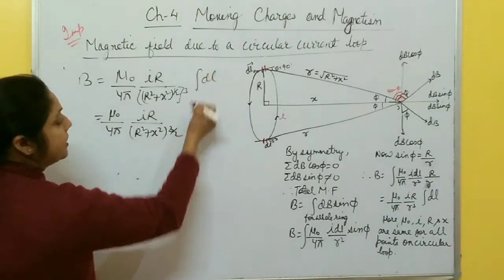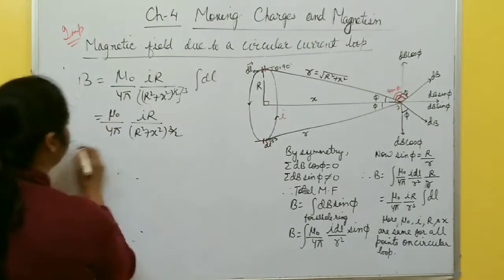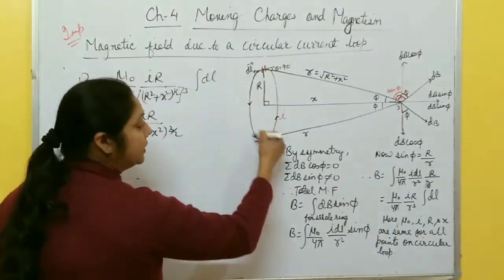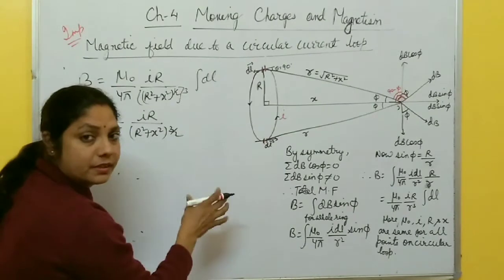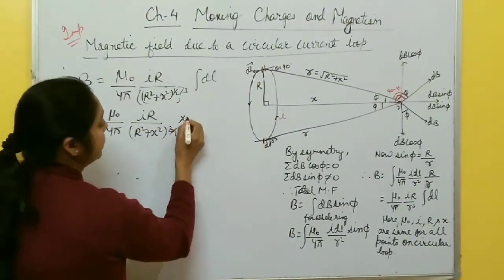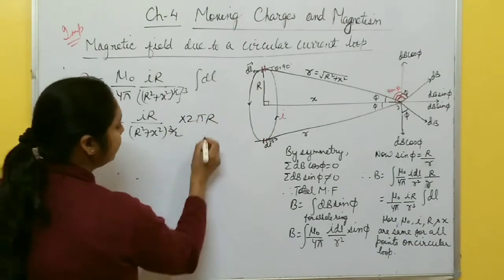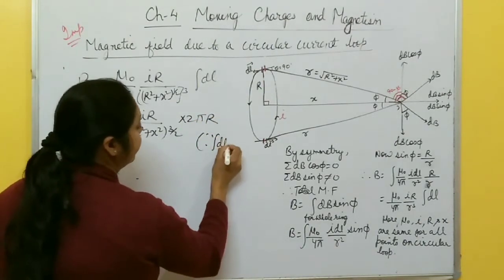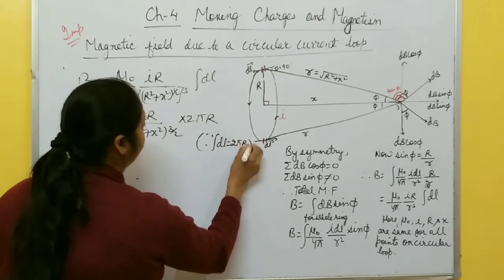What is the value of this integration of dl? Integration of dl over the whole ring means the circumference of this ring. What is it? 2 pi, radius is capital R. So integration of dl becomes 2 pi R. You write here, integration of dl is 2 pi R, right?